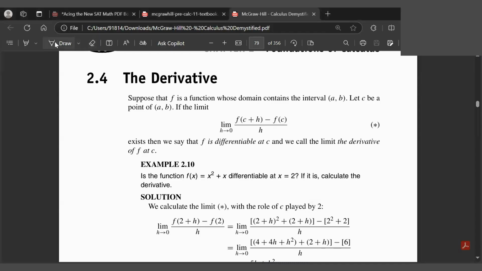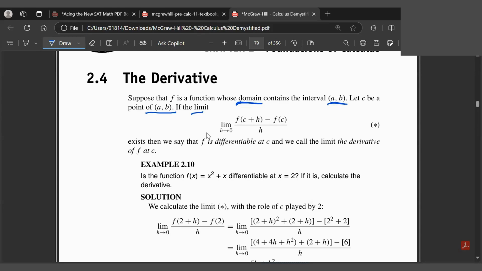Just a second. Function f whose domain contains the interval a to b. Okay, so you know about domain, right? Domain is the numbers which we can put inside the functions, which are valid. Okay. So let c be a point of a to b. At a certain point, we have to assume, or we can take, one point, and at that point we have to find the derivative of the function.